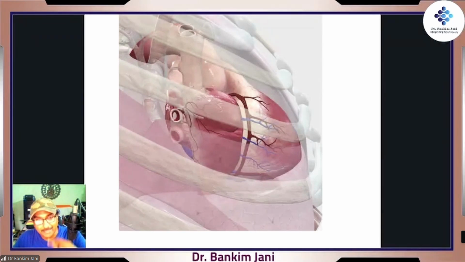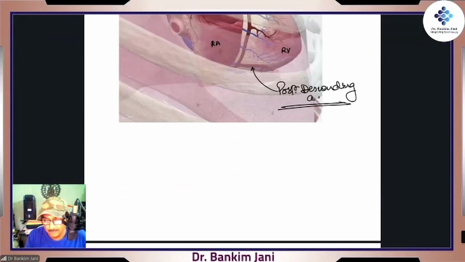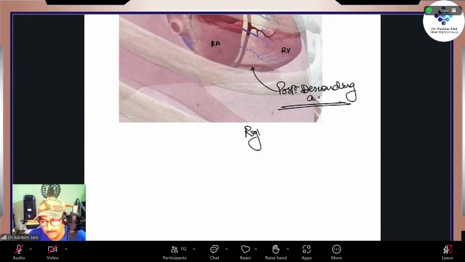We talked about how it goes down. This is the right atrium, this one is the right ventricle. And when we watch it from below, this one is the posterior descending artery. In this case, the posterior descending artery is emerging from the right coronary artery. So that's why this would be called right dominance.